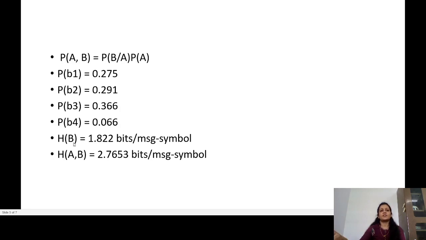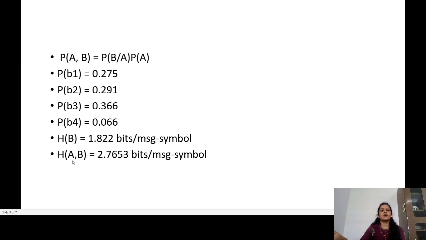Calculation of H of B is very easy. That is summation of P of B into log of 1 divided by P of Bj, where j varies between 1 to 4. You have all those probabilities, substitute and calculate your H of B and verify here the value.